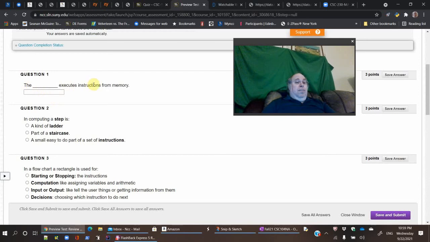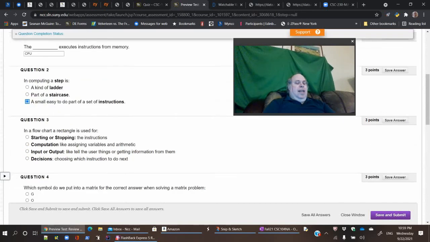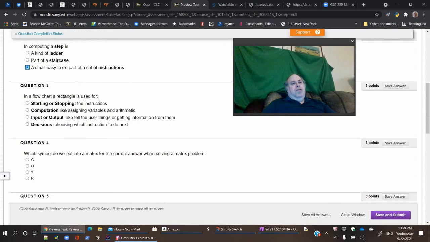Now this is on computer components, so make sure you know your computer components. In this case, it's the central processing unit, or the CPU. Now, in computing, a step is not a kind of ladder or part of a staircase, but it's a small, easy to do part of a set of instructions. So this is the part on the beginning of the class, steps and instructions and all that.